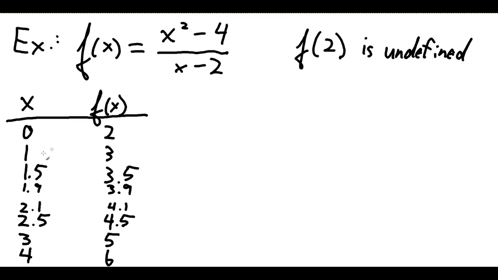Okay. So now looking at the patterns of these numbers, as x gets closer and closer to 2, both from below and from above, smaller values and larger values, we're kind of pinching in on it from both sides, we see that our function values seem to be closing in on 4, right?